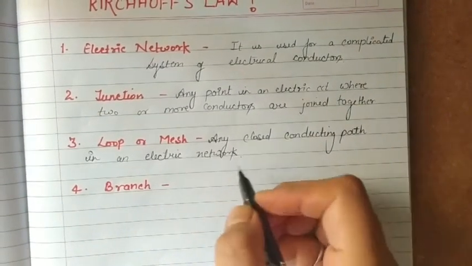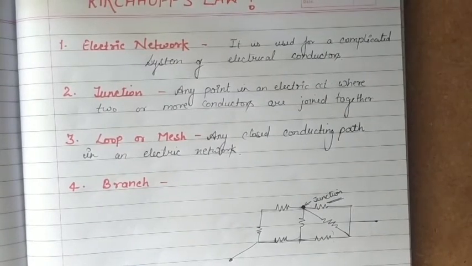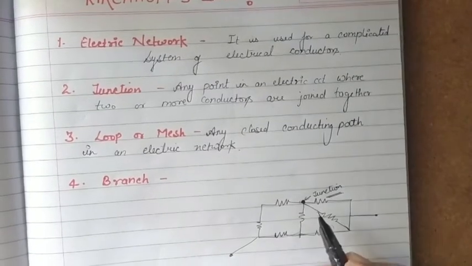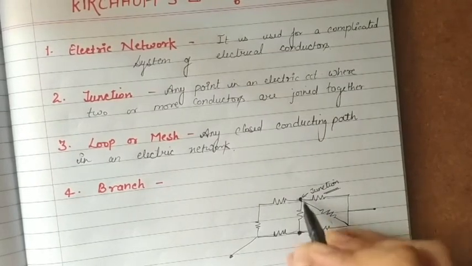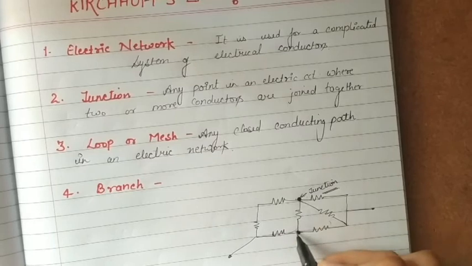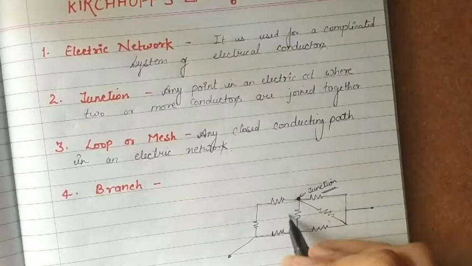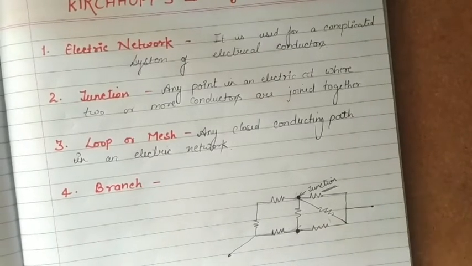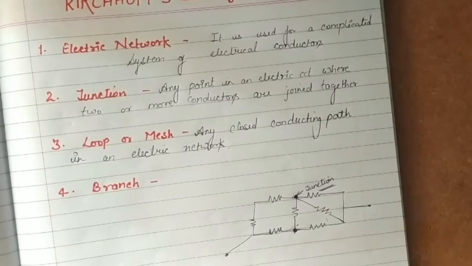The next term is branch. So what is a branch? A branch is any part of the network that lies between two junctions. Whatever path lies between two junctions, that is called a branch. Like in this circuit, this is a junction, this is also a junction, and between these two junctions this branch exists, right? This arm exists. So this arm or this part of the circuit we will call a branch. So branch is the part of the network that lies between two junctions.